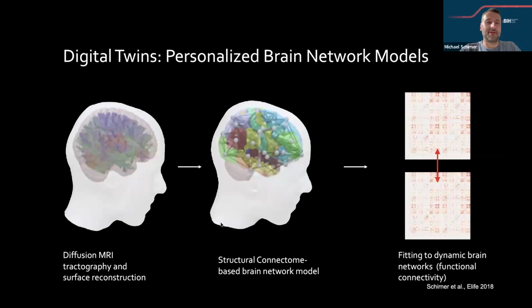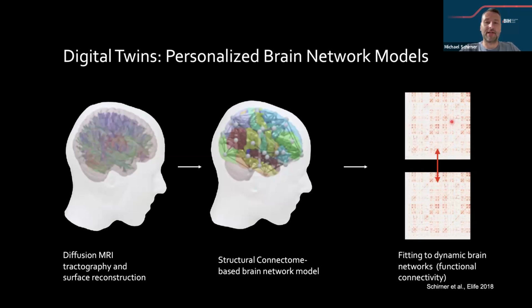So as input, we have diffusion MRI, tractography, and reconstructed surfaces. And this gives us a structural connectome-based brain network model. And the model then, when we turn it on, it produces dynamics. And these dynamics produce then functional connectivity matrices. So these are the matrices on the right-hand side, which are the fitting target of the brain models.